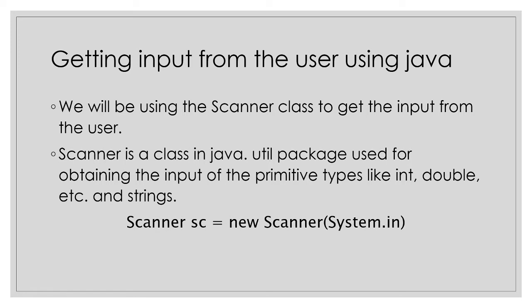So this is how you instantiate a Scanner class. You write the Scanner class, and then this will be the identifier of your object, which is sc, and then the new keyword in order to instantiate the Scanner class, and then Scanner again, and then we will be using System.in.